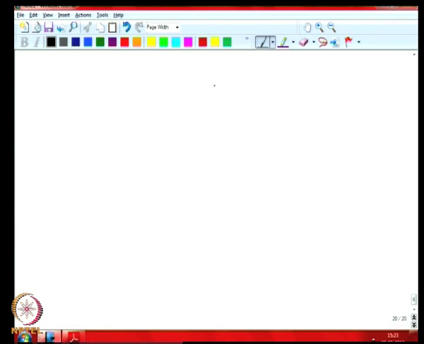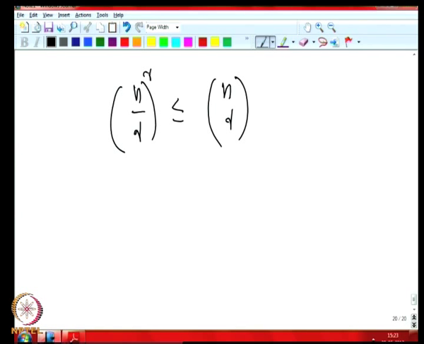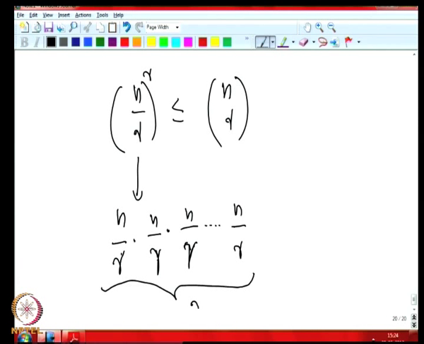So let us look at the lower bound first: n choose r is greater than or equal to n by r to the power r. How will you prove it? So what is n by r to the power r? This is n by r into n by r into n by r, and like that we have to write it several times. How many times? R times. And this is less than or equal to n by r into n minus 1 by r minus 1.